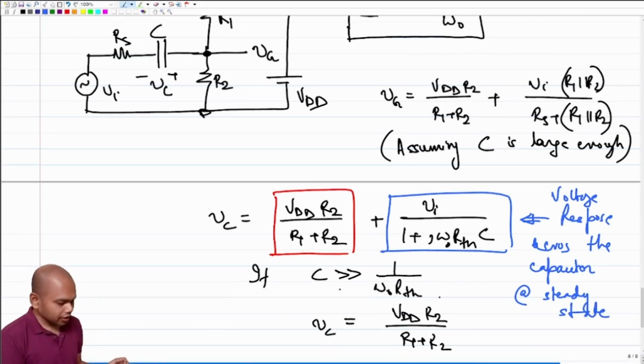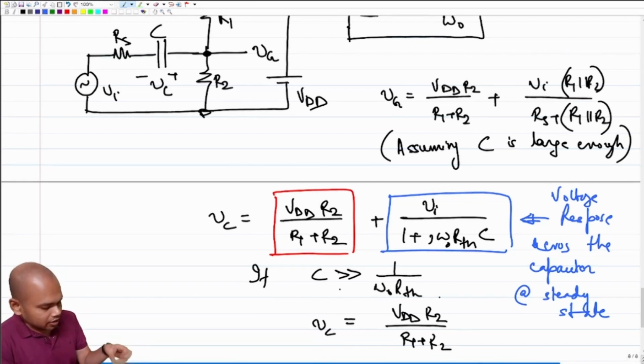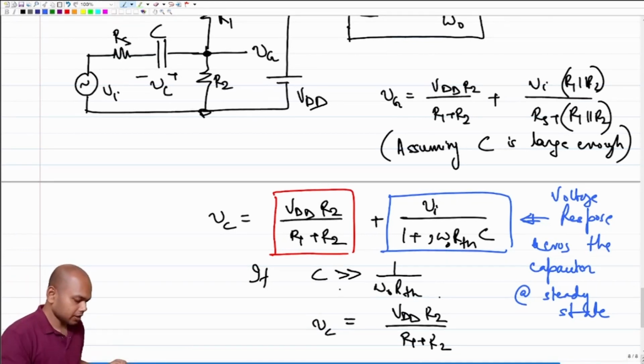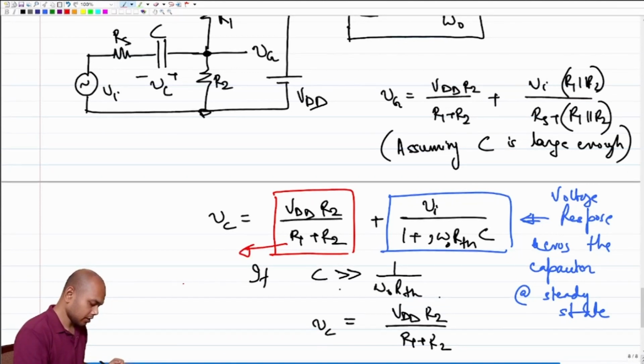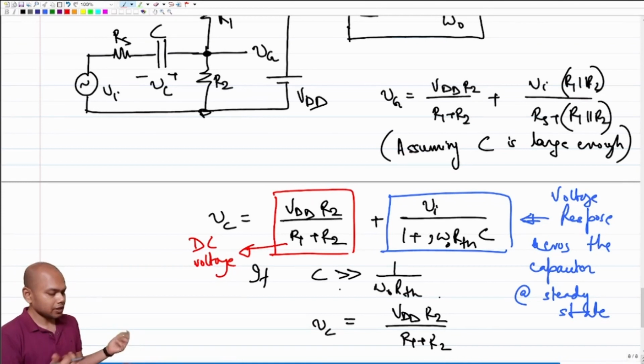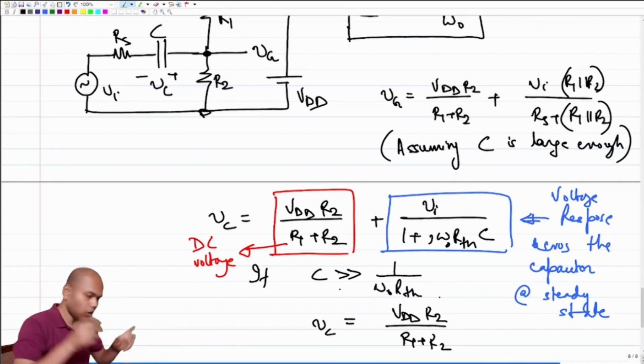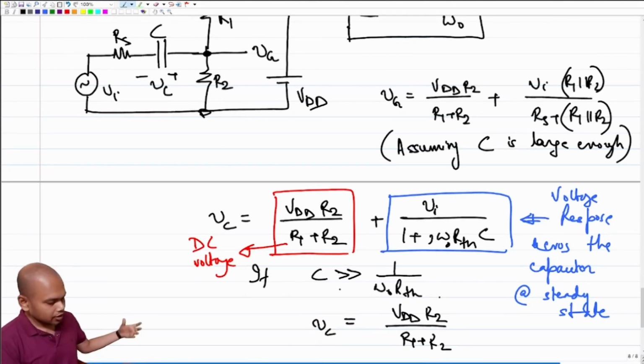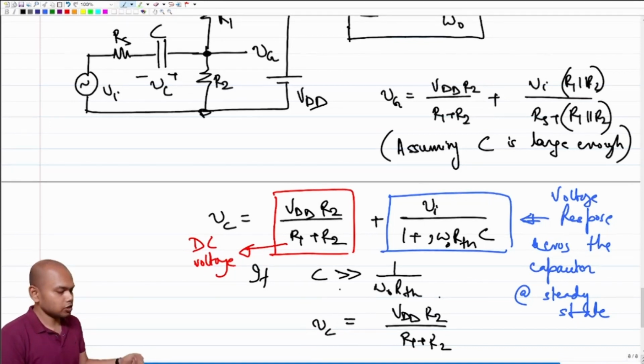When I say steady state, what I mean is that Vi is a sinusoid, you have applied the sinusoid and you have waited for infinite time. There are no transient effects that we are talking about here. So the voltage response of the capacitor is Vi by 1 plus j omega naught RTHC, and the other one is essentially the DC voltage, the bias that the capacitor is holding. So as you see, the capacitor is doing two jobs here. One is it is holding the DC voltage across it, and also it's allowing the AC voltage to go through.